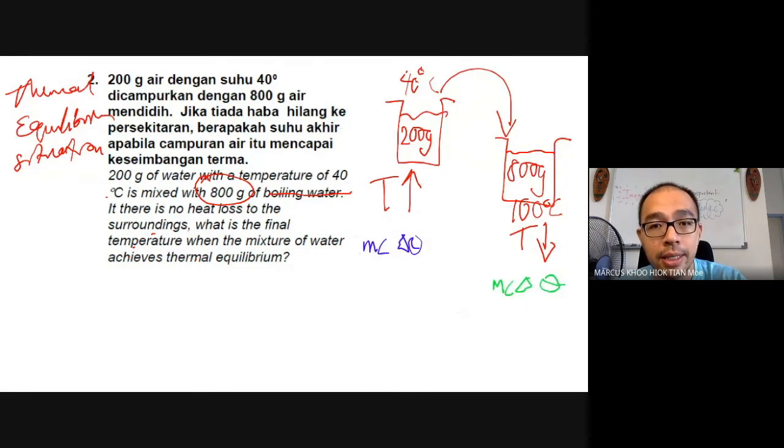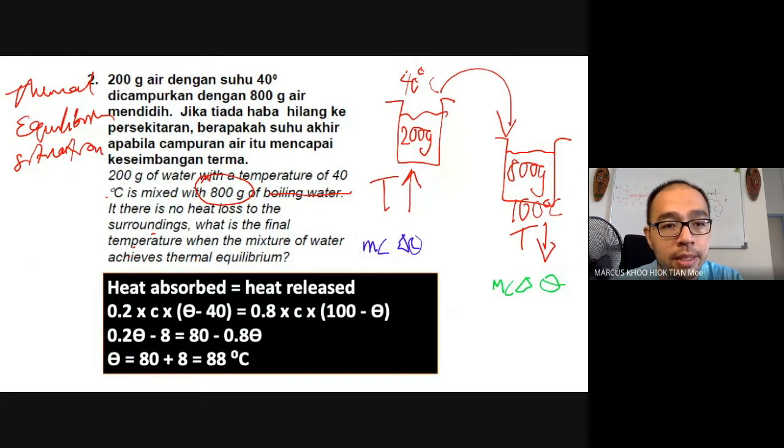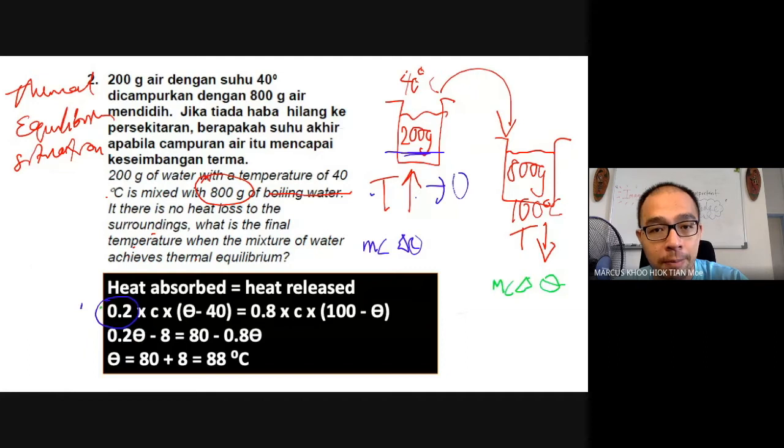So in this case, for the blue color, it will be like this. M is 0.2. Why is M 0.2? Because it is 200 grams converted to kilograms. The C we don't need to know because it's the same for both, both are water. But this is the delta theta. It's going to increase until it becomes theta, the same temperature. This is going to decrease until it achieves the same temperature.